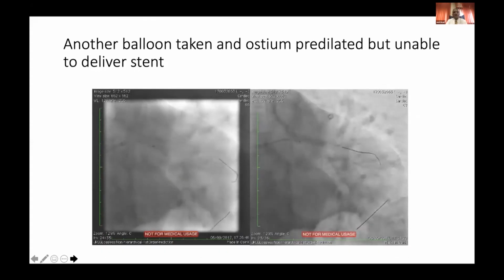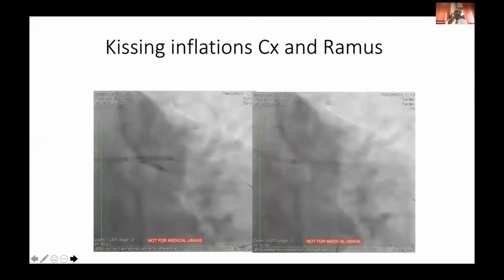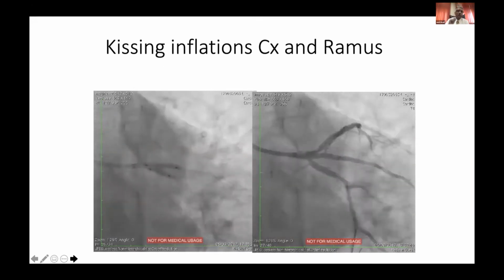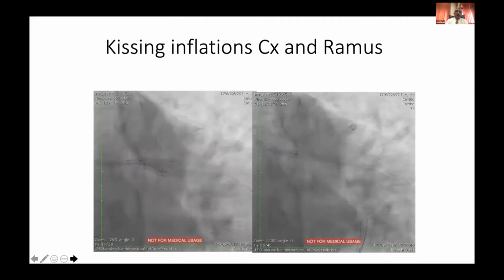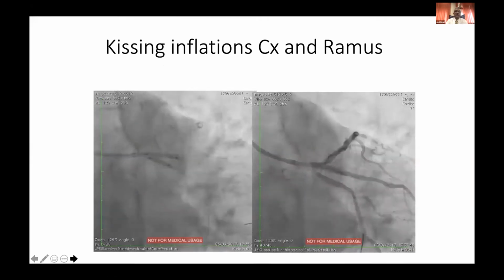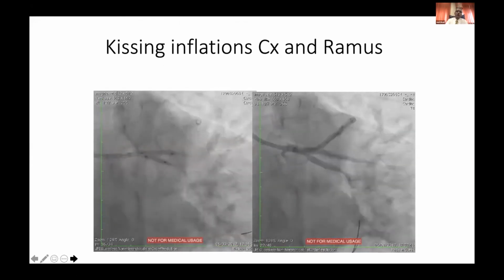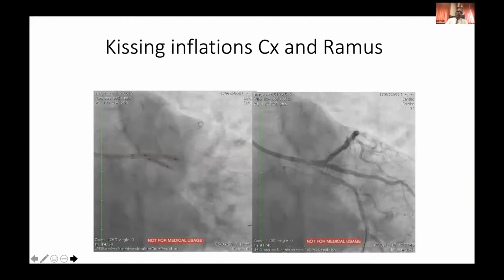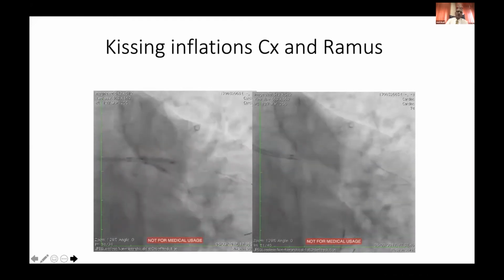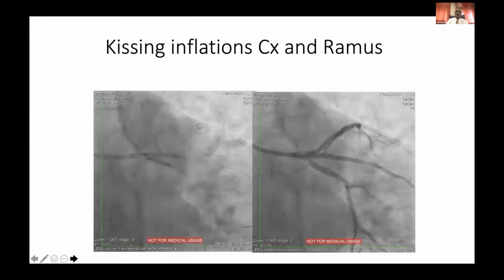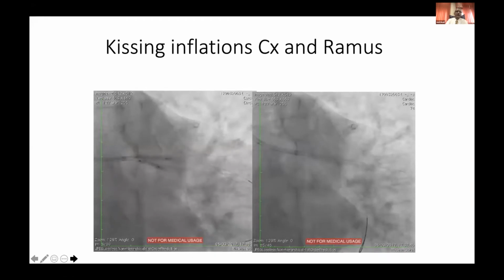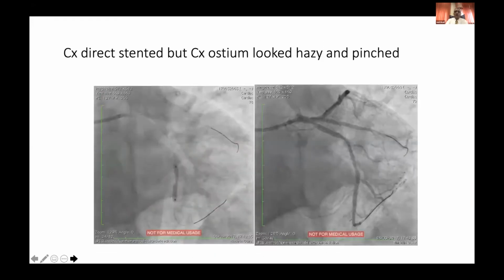But this time we could actually deliver the balloon, but we found it very difficult to deliver the stent. So we had to again pre-dilate the ostium of the circumflex to allow the stent to go in, because if you recollect, we had distal circumflex disease. And for optimization, we ended up doing a kissing inflation between circumflex and ramus. And then we went ahead and directly stented the distal circumflex.